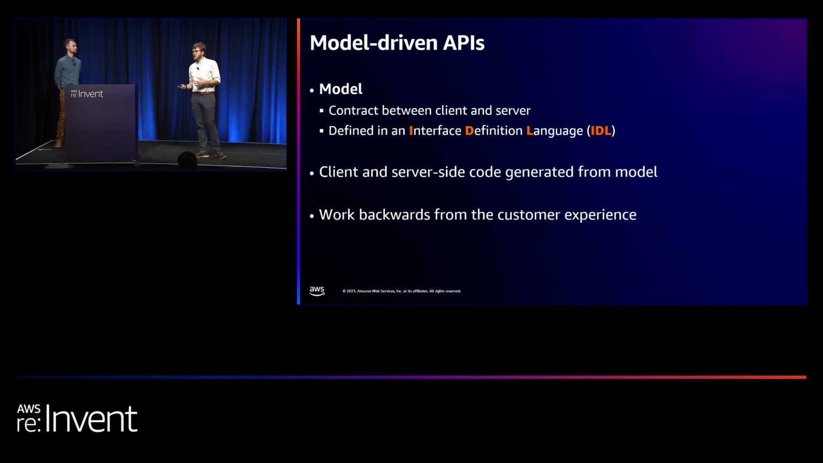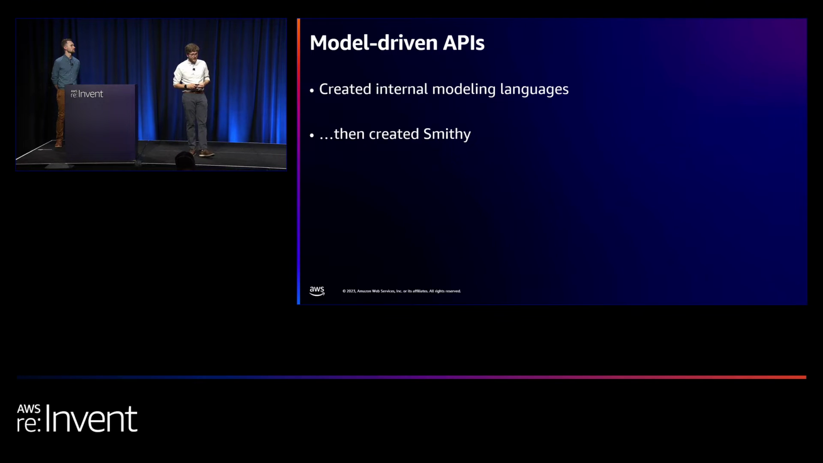One of the additional advantages, beyond just being able to generate code in multiple different languages for many different services, is that model-driven API development also starts from the customer experience, the interface that customers actually interact with, and works backwards from there. Now, AWS has used a model-driven approach from the early days. There have been a number of different iterations of internal modeling languages. And from using these modeling languages in actually deployed production services, we've learned a lot about how to do model-driven API development right, and we've also learned a lot about how not to do model-driven API development. The end result of all of this hard-won learning is Smithy.